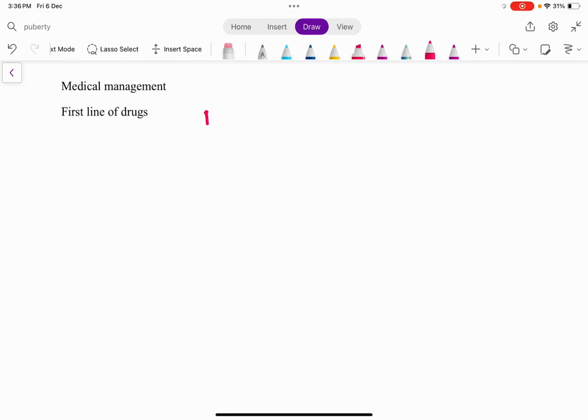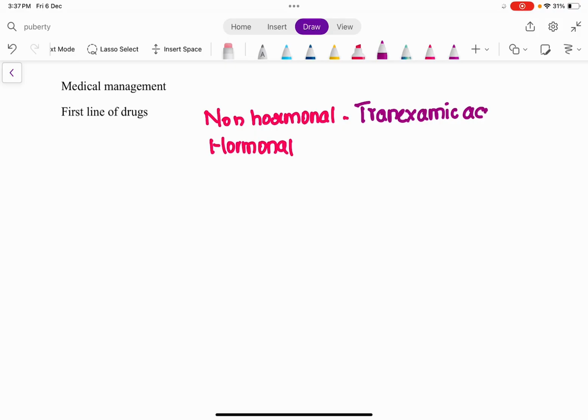So what are the drugs? Now you can classify it into non-hormonal and hormonal. What are the non-hormonal drugs? Those are tranexamic acid. Tranexamic acid will decrease the amount of bleeding in the patient, because they are antifibrinolytics. So they are going to improve the blood clotting in that patient and decrease the amount of bleeding. So those are the non-hormonal management.